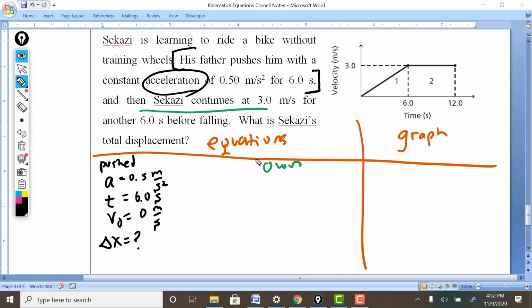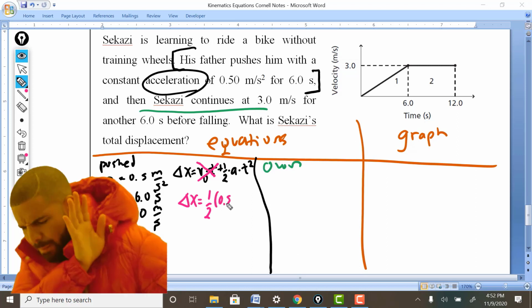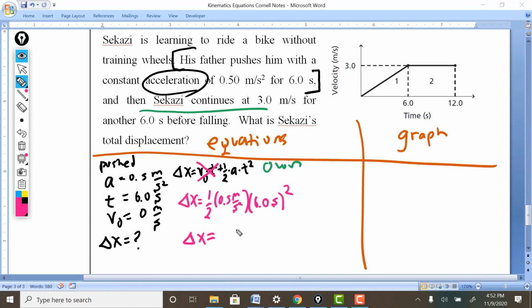If I use the second kinematic, you'll notice that because v naught is 0, this whole term cancels out. Plugging in those numbers, we get 9 meters. So while he's being pushed, I have this color coded with the black. While he's being pushed, he ends up traveling 9 meters.